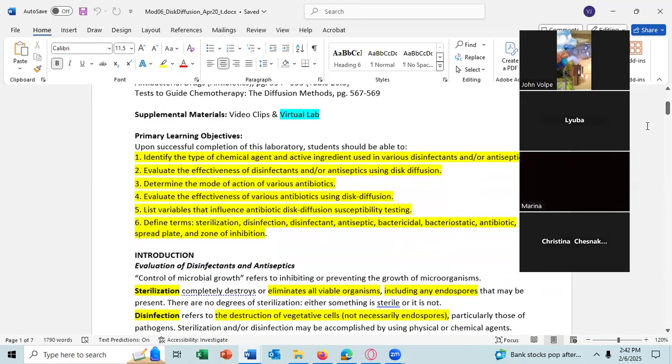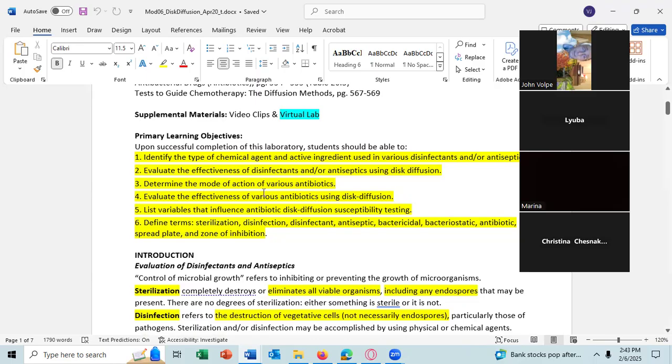All right, your learning objectives for this lab are: one, identify the types of chemical agents and the active ingredient used in the various disinfectants and antiseptics. Two, evaluate the effectiveness of disinfectants and/or antiseptics using the disc diffusion method. When they say disc diffusion method, they're referring to the Kirby-Bauer disc diffusion method.